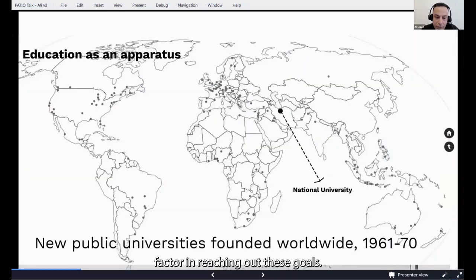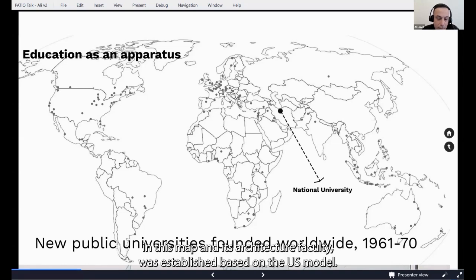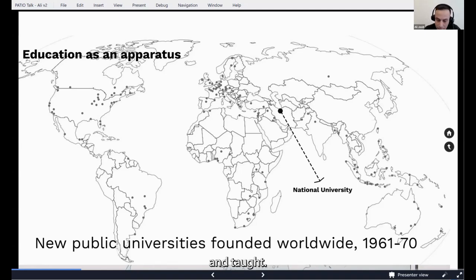Education was a key factor in reaching these goals. As a result, new universities with modern curriculums and educational programs were set up with the help of American consultants, not just in Iran, but also in many third world countries as well. Based on this frame, the National University, as you can see in this map, and its architecture faculty was established based on the US model, yet the architecture program, the course and curriculum, were heavily influenced by Italian pedagogical system and thoughts.